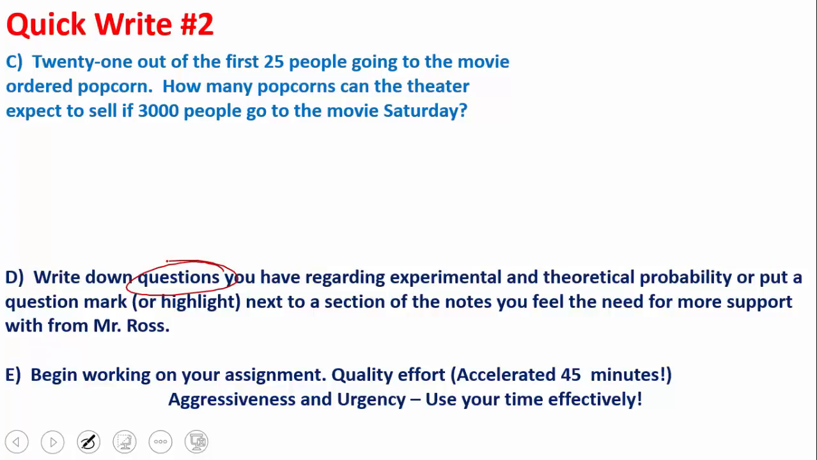Come to class with questions on experimental and theoretical probability. Finish off your 45 minutes with a quality effort, aggressiveness, urgency, using time effectively, all those things that make you who you want to be and the results that you want to have.